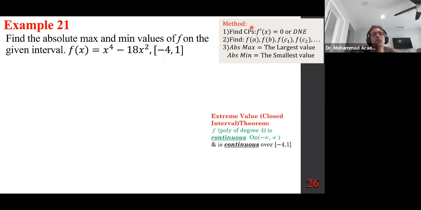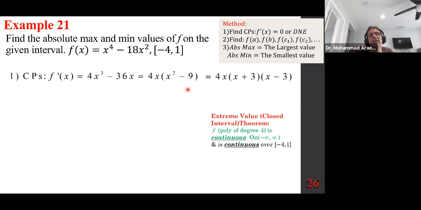Now the methodology says find f prime and set it equal to 0. Let's do that. 4x cubed minus 18 times 2x, or minus 36x. We factor the 4x out because of the next step. x squared minus 9 is x minus 3, x plus 3, in any order you want. When we set this equal to 0, this becomes 0. This becomes negative 3. This becomes positive 3. So there are 3 critical points.